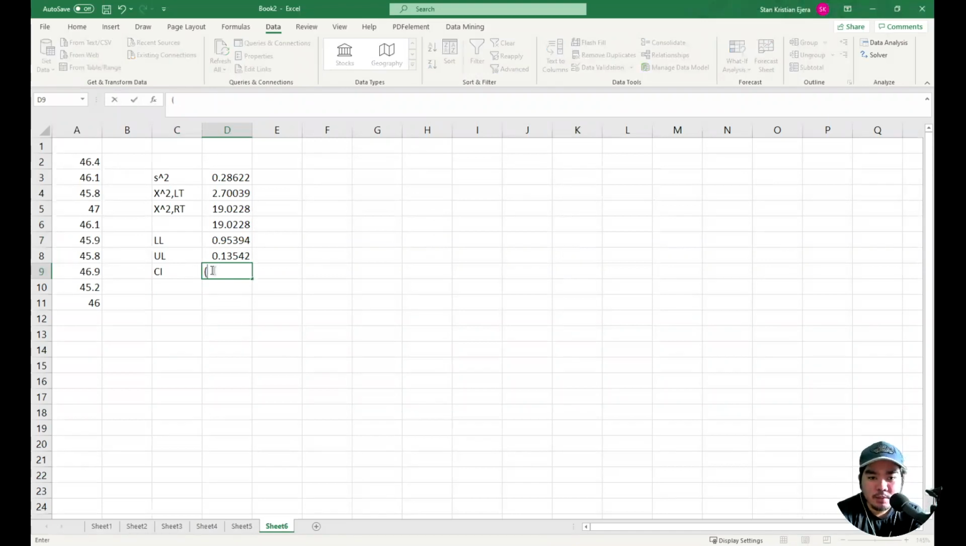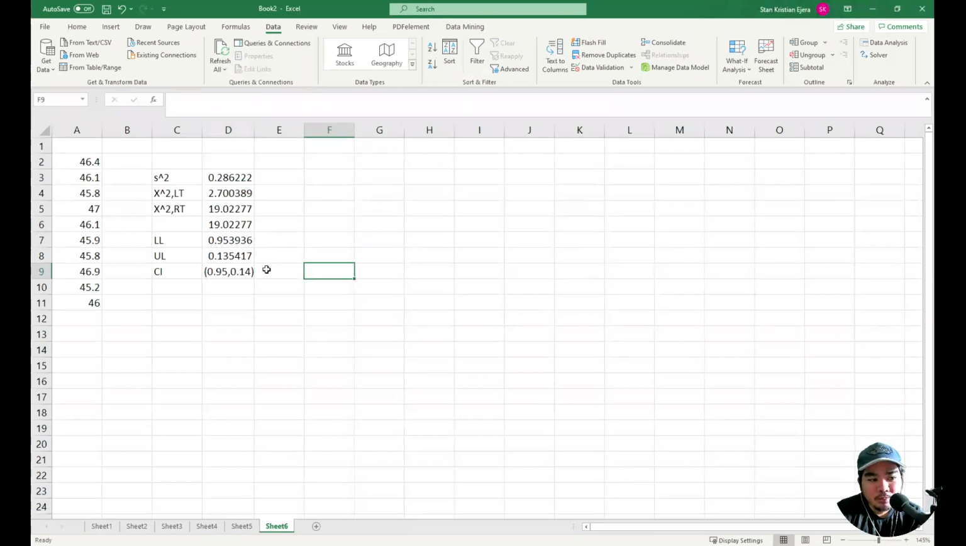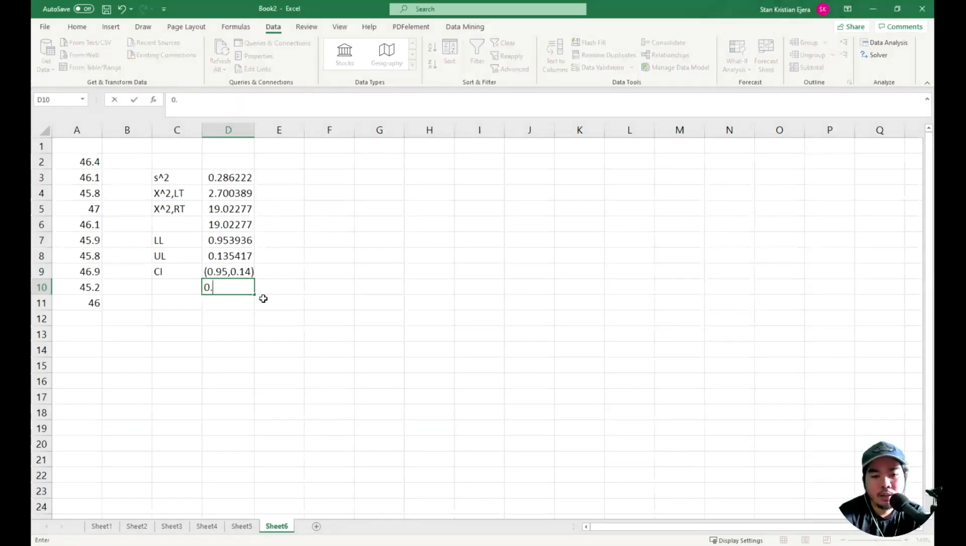So confidence interval natin is 0.95 to 0.14. Parang ganyan. So notice na hindi natin pwede gawin yung plus minus, no, because hindi siya symmetrical. Tama? So kaya siya from 0.95 to 0.14, or hindi siya symmetrical around a 0 point, no. So hindi natin pwede gawin yung parang plus minus na method. Okay? So it's always a confidence interval expressed as ganito, or pwede rin 0.95, pwede rin ganito.